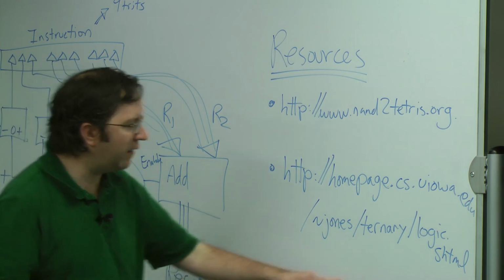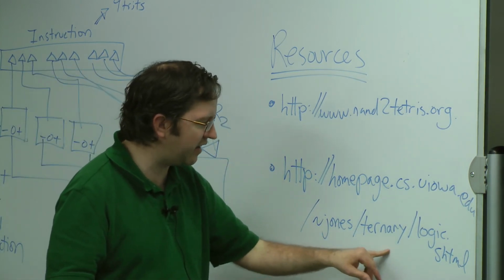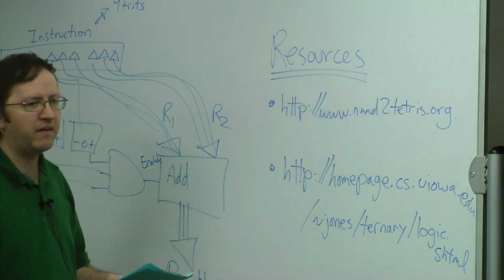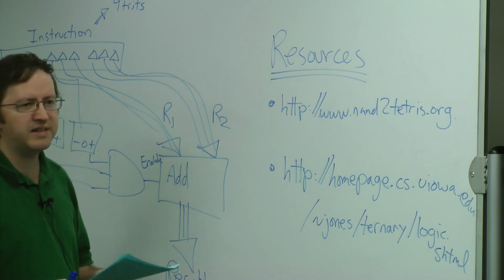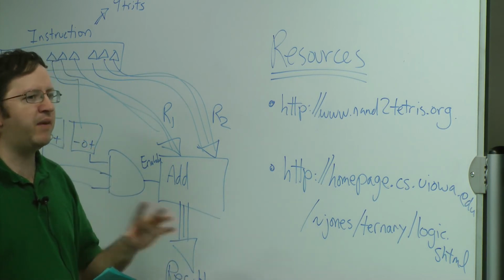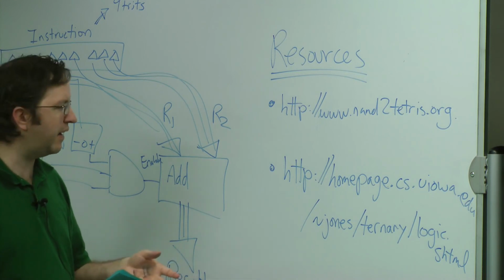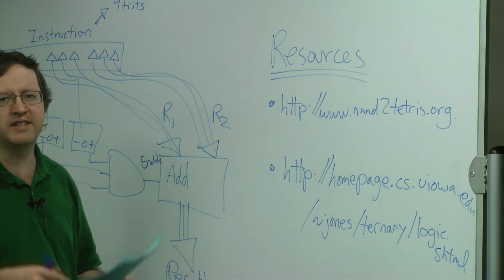And actually, if you go up one level to ~jones/ternary, there's also a lot of interesting resources about ternary computing in general, as well as some discussion about whether or not balanced ternary is more efficient than the binary equivalent. And it kind of leans towards no, it's not.